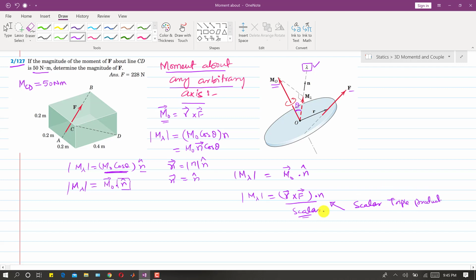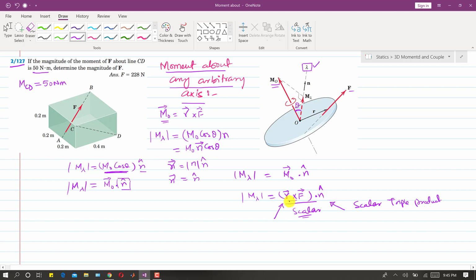This is the one concept: if you want to find the moment about any arbitrary axis, we will take the cross product of R and F, which gives a vector, and then we will take the dot product with the unit vector. Remember, R cross F.